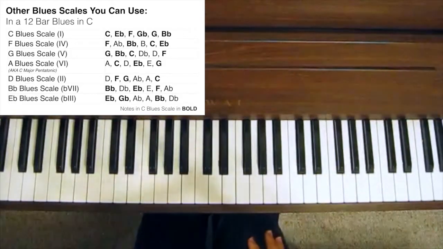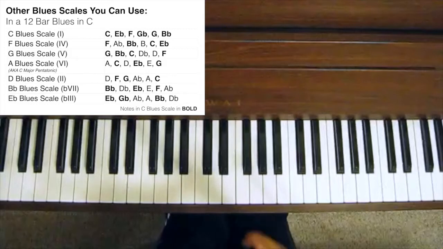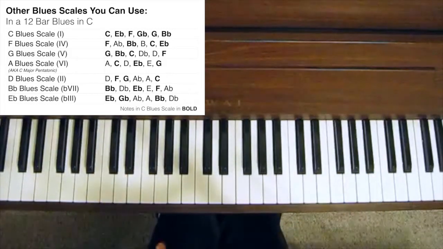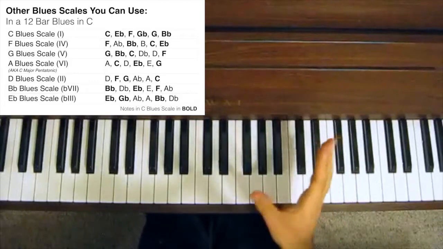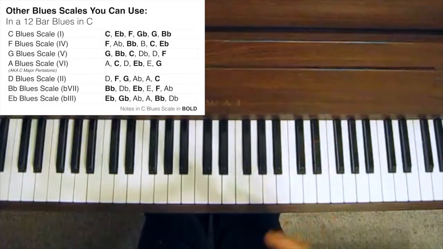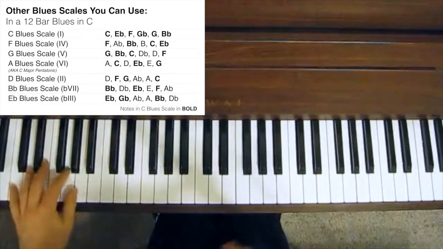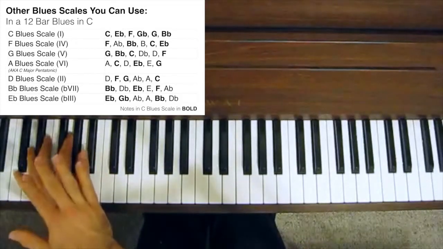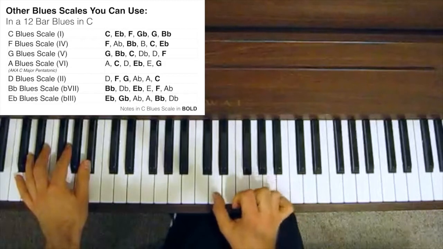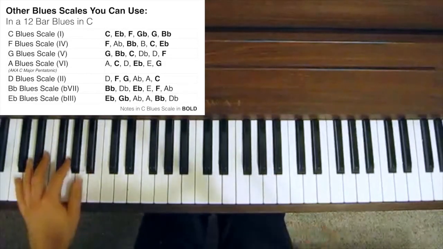Now the next couple I'm going to show you have a bit more of an out there, even more jazzy sound. So it may sound a bit off at times, but again, there's no reason you can't use them, and I'll explain why afterwards. So over that same 12-bar blues progression in C, I'm going to play the D blues scale, and that sounds like this.